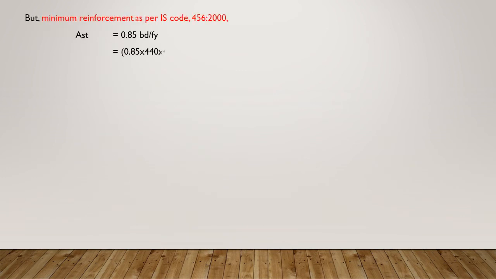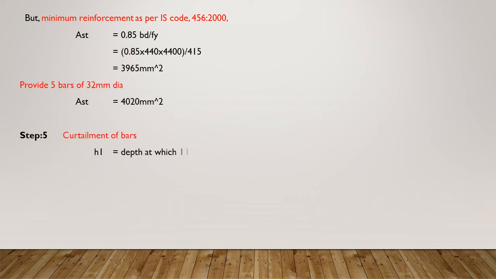But the minimum reinforcement as per the IS code is Ast is equal to 0.85 bd divided by fy. So b is 440, d is 444, divided by fy, which is 415. The fy is given in our question. So Ast is equal to 3965 mm square. So provide 5 bars of 32 mm dia bars. We can provide that. Okay, so you can take 5 bars or 6 bars, of 32 mm or 25 mm. So Ast provided is equal to 4020 mm square.